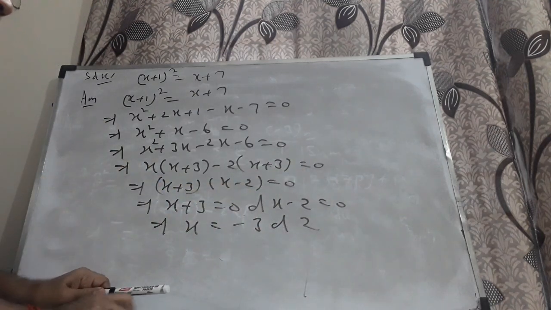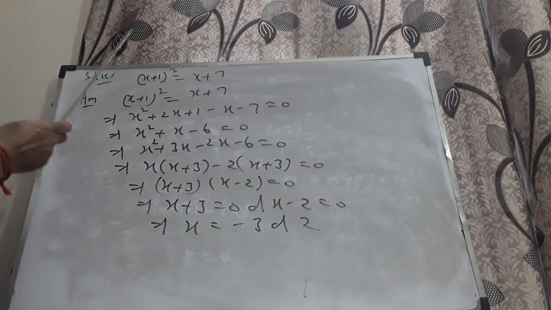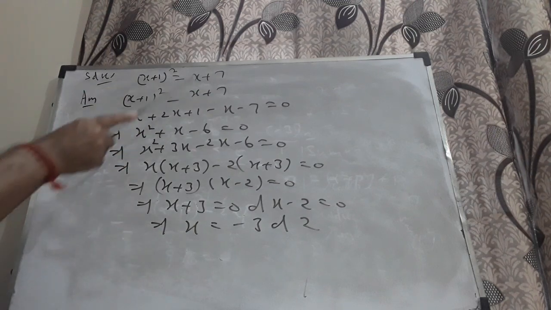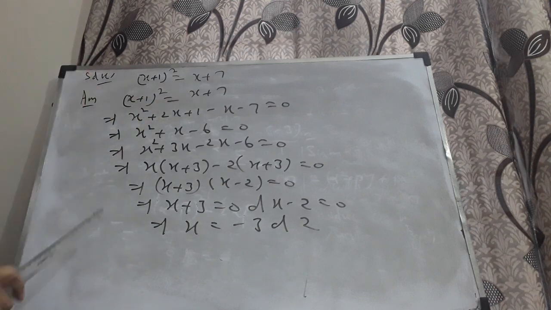You can just substitute and verify. (Minus 3 plus 1) whole square is anyway 4. Minus 3 plus 7 is 4. It's correct. (2 plus 1) whole square is 9. Of course, 2 plus 7 is 9.